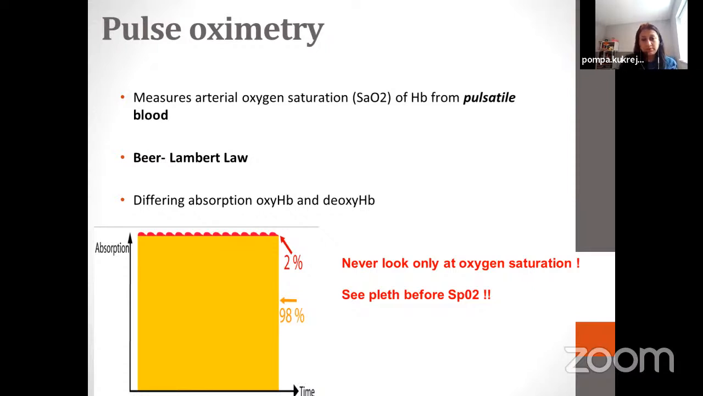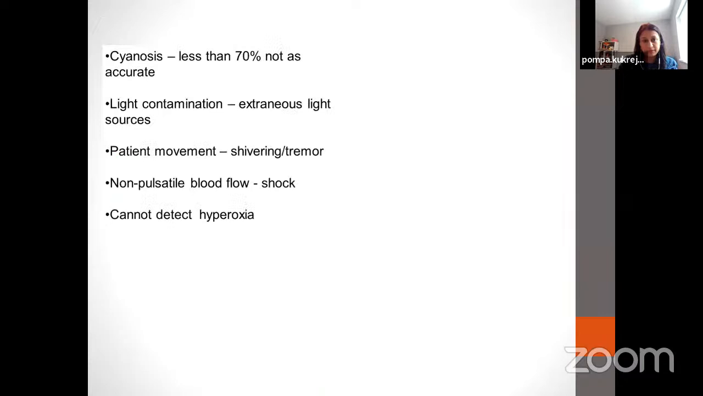The important thing to remember, because it's pulsatile blood flow and there's a lot of artifact, you have only 2%, which actually determines what your arterial saturation is. So never look at just your saturation. Please look at the pleth before you make an interpretation of your sats.